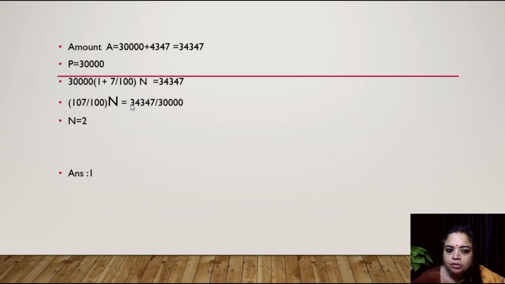So 34,347 by 30,000 will amount to about 1.14 or something like that. So when N is equal to 2, we can find that 107 by 100 raised to 2 will be equal to the value of 1.14. So the answer is N is equal to 2. The option for this answer will be 1. The number of years is 2. This is how we calculate the compound interest as well as the time period.